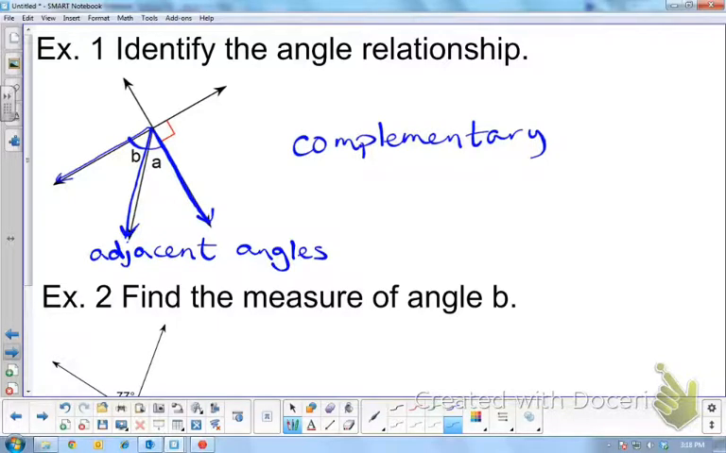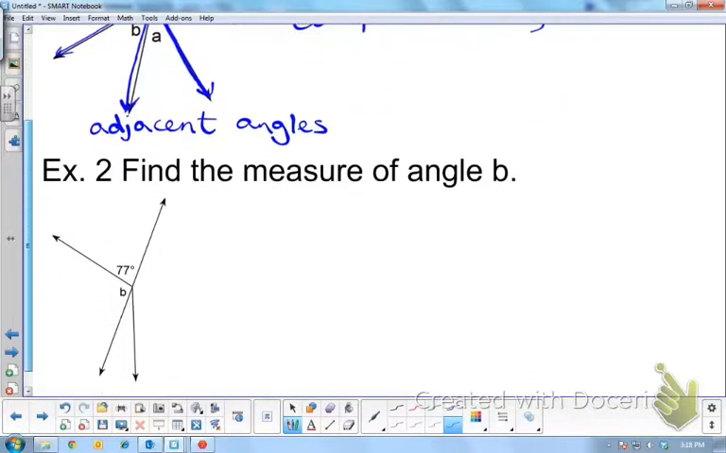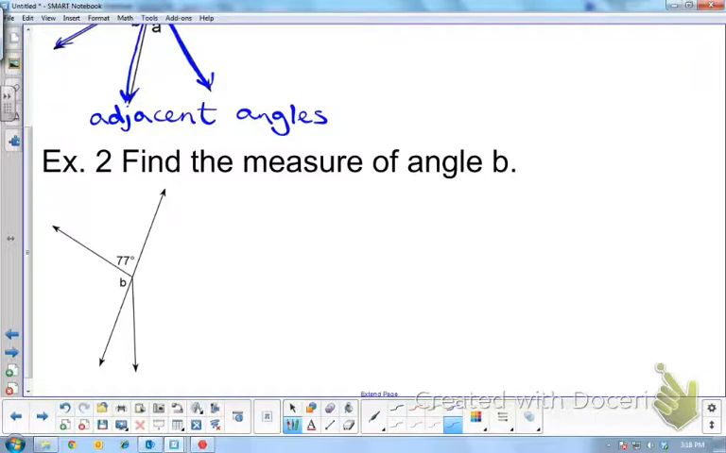But we can also find the measure of an angle if we know the situation. So looking at example 2, the reason we need to be able to identify is so we know what situation we have, how much these angles should add up to be, or if they're supposed to equal each other. So if we're finding the measure of angle B, we're looking for this angle here.